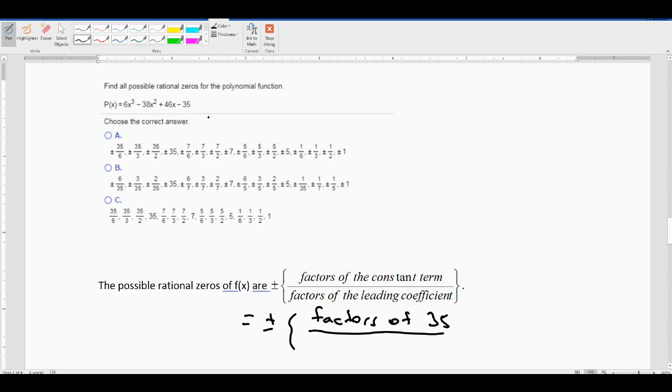So the constant term is always the one without the variable. It's usually at the end.